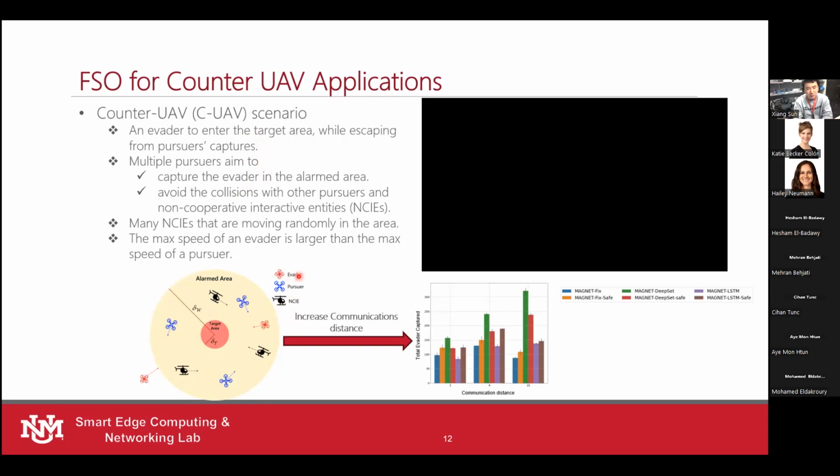The evader is used to enter the target area while escaping from the pursuers' capture. And the pursuer aims to capture the evader in the alarmed area while avoiding collisions with the other pursuers and the non-cooperative interactive entities, which are also called NCIEs. So we have designed and trained a multi-agent reinforcement learning model where each pursuer runs a reinforcement learning model to determine its action based on the current states and the observations.